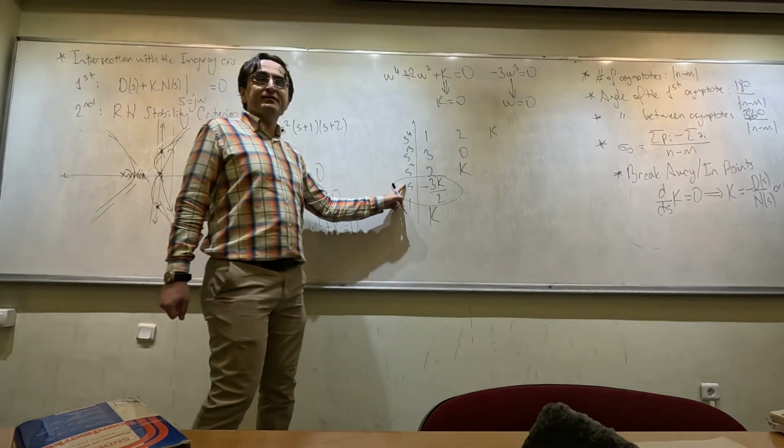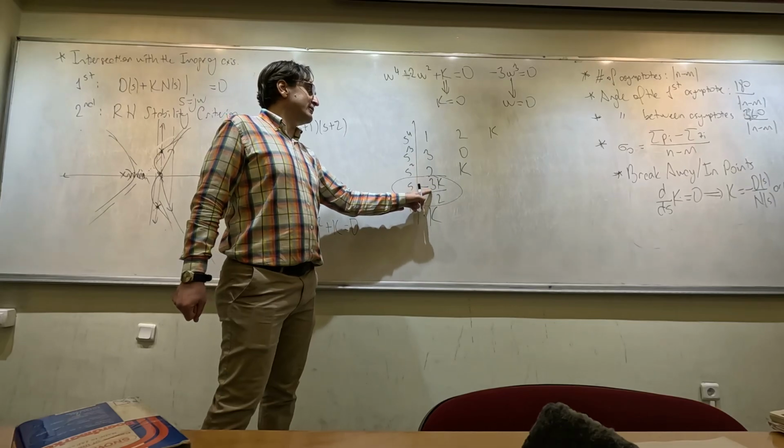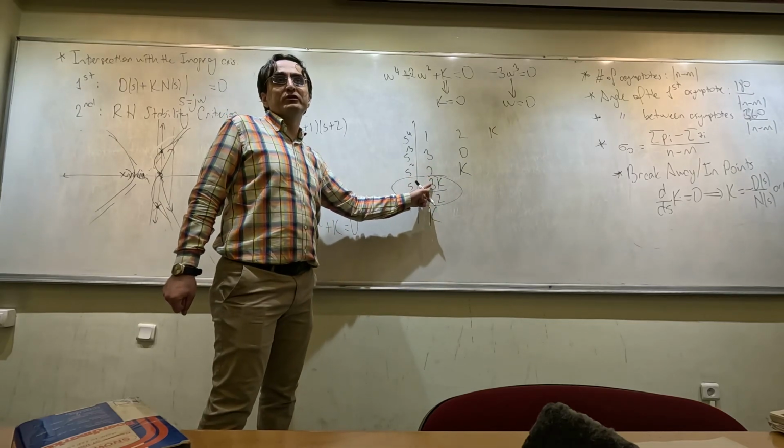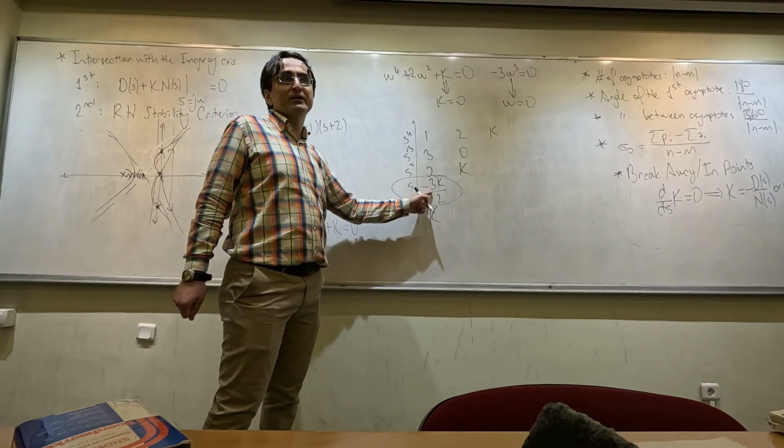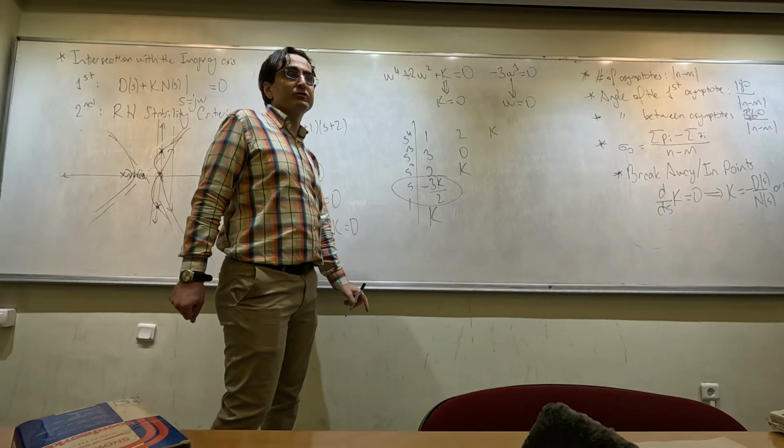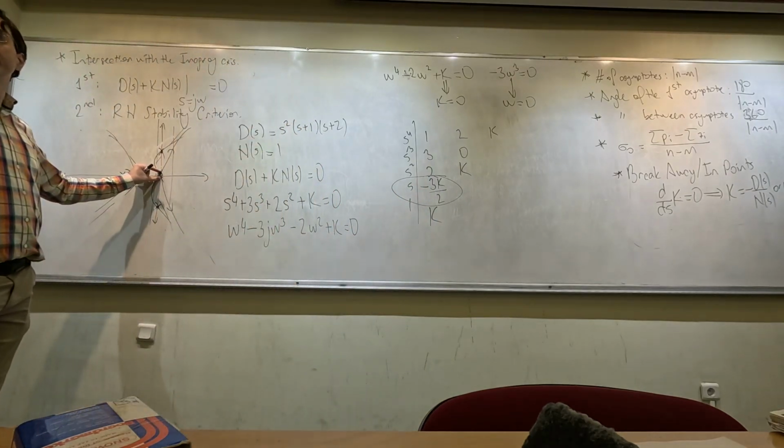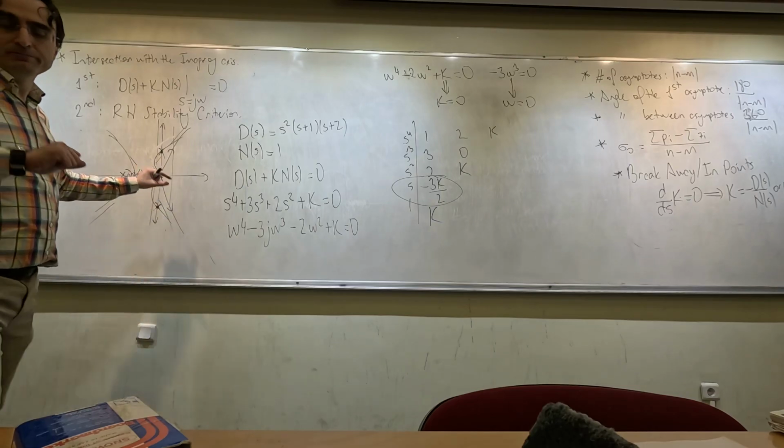If I equate the S row to 0, then I see that k can only be equal to 0. I can encounter the second difficulty only when k is equal to 0, which is when both of these closed loop poles are here and here. Okay?